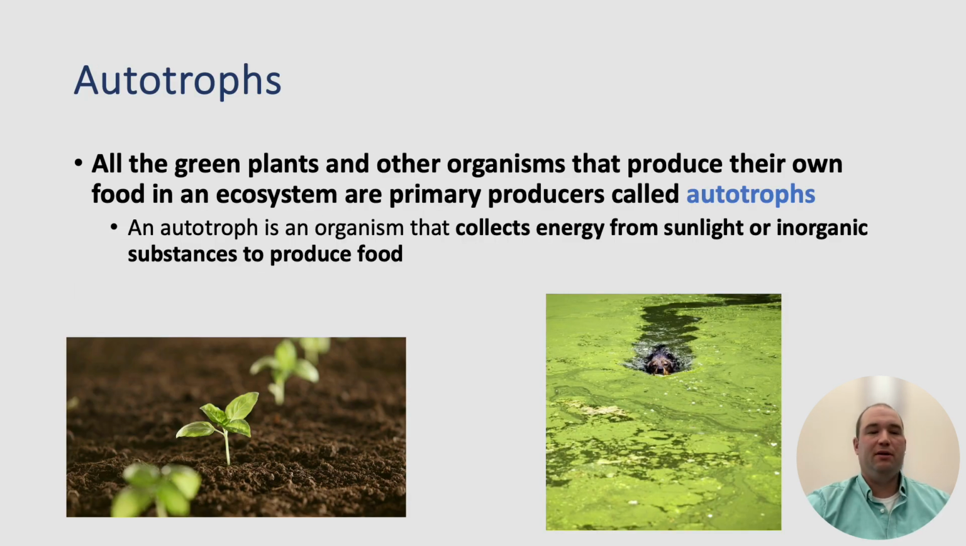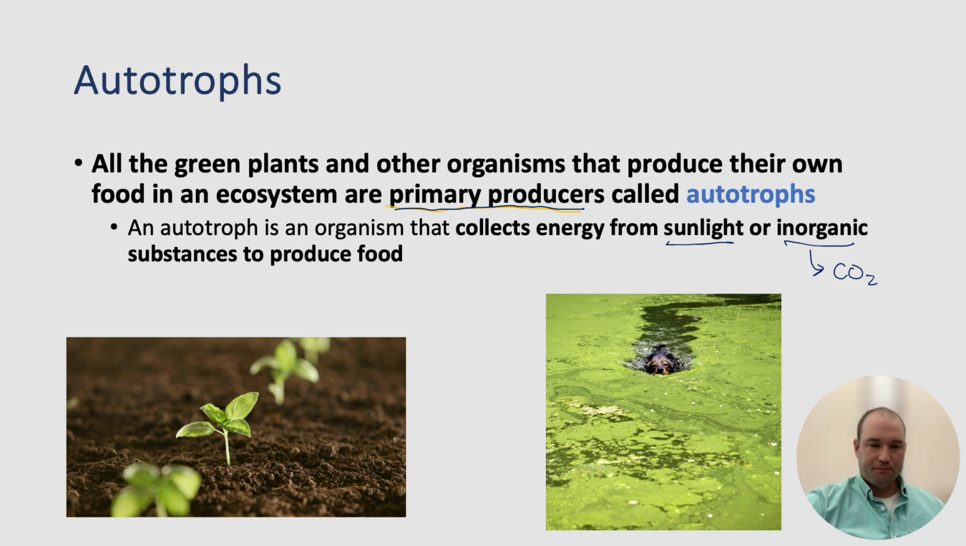All the green plants and other organisms that produce their own food in an ecosystem are called primary producers, and these are called autotrophs. A primary producer just refers to the fact that they are directly producing energy from the sun. An autotroph is an organism that collects energy from sunlight and inorganic substances. In that case, it would probably be CO2 as our inorganic substance.